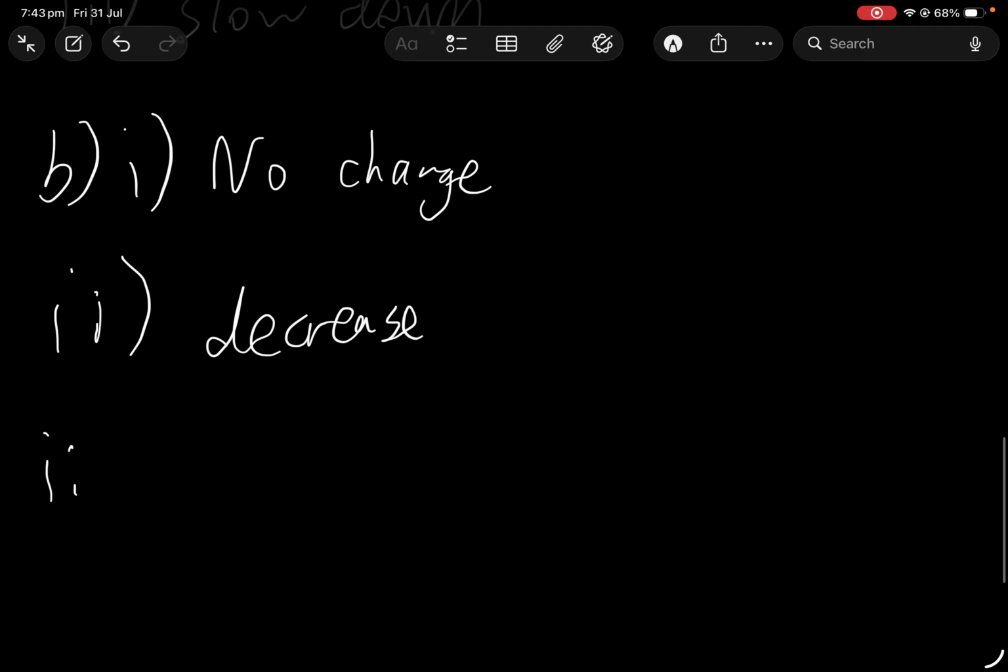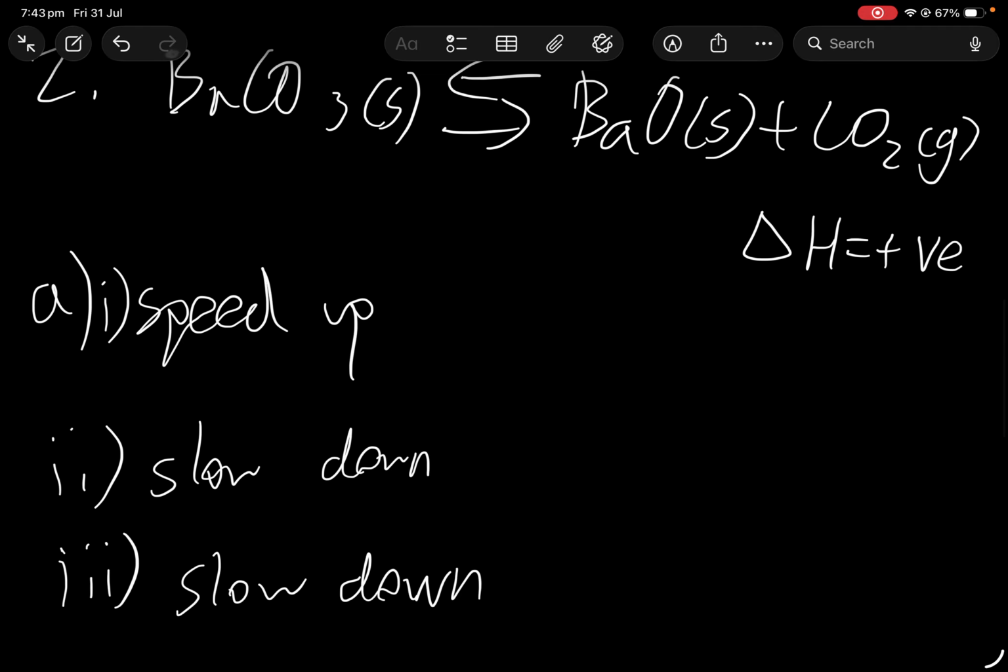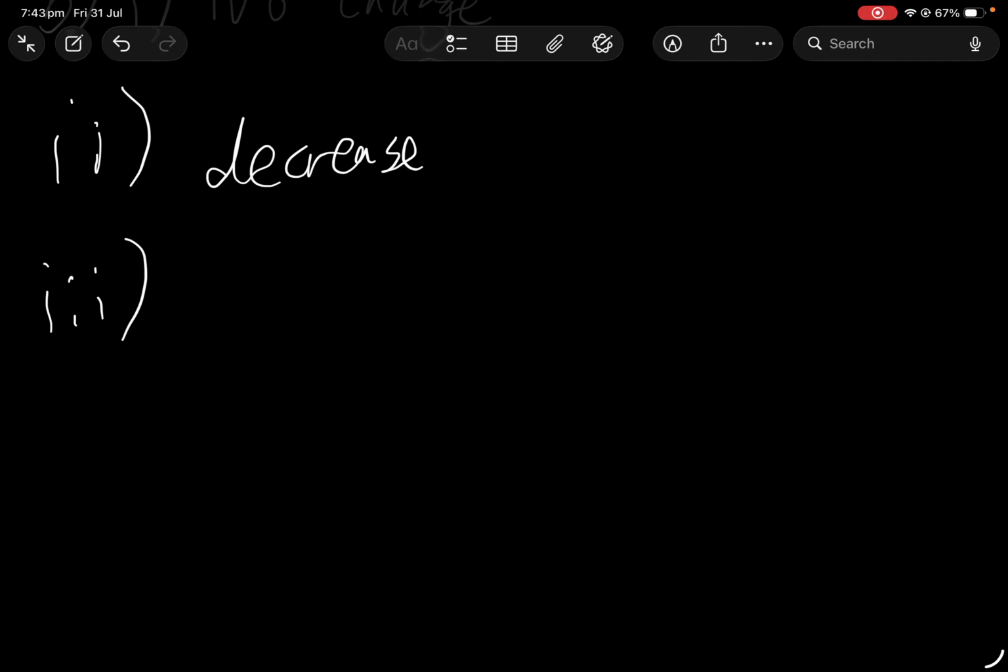And for part 3 of this question, it says the temperature is increased. Because the temperature is increased, it wants an endothermic reaction. Endothermic reaction ends up with a positive change of heat, which is the forward reaction. Forward reaction will result in more concentration of carbon dioxide, so it will obviously increase. That's it for the questions.